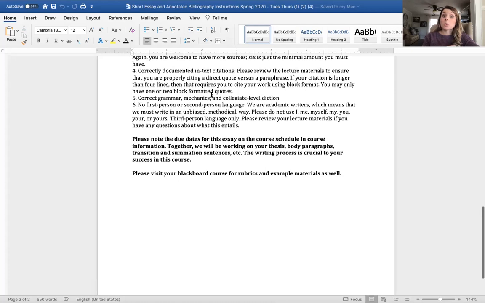And you may only use 1 or 2 block formatted quotes. This is not a long enough essay to use more than that. Correct grammar, mechanics, and collegiate level diction, and no first or second person language. We are academic writers, which means we must write in an unbiased, methodical way. Please do not use I, me, myself, my, you, your, or yours. Third person language only. Please review your lecture materials if you have any questions about what this entails. And again, this is something that we're going to break down even more next week.